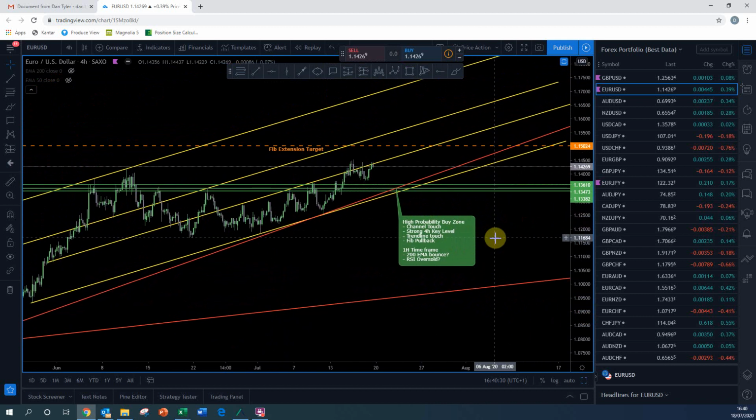I hope you guys have found this useful. This is a slightly more complicated one than last week, but it just gives you an idea of where to pick out really key points in the market and build up your confluence to enter buy or short positions.